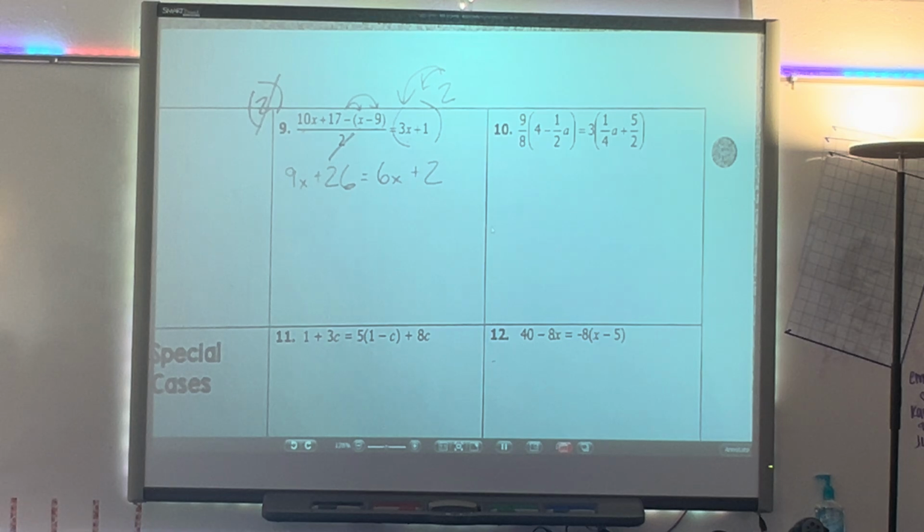Okay, so some of these I'm not going to solve them all the way. I'm just going to get you through the more difficult part, and then solving a two-step linear equation, y'all should be able to handle that. All right, so there's that.